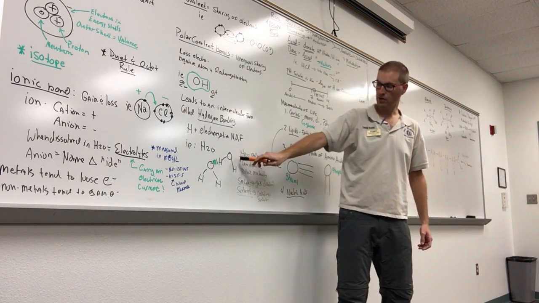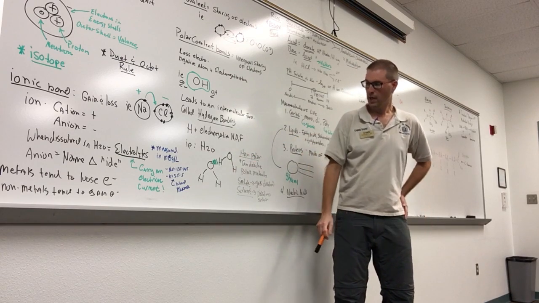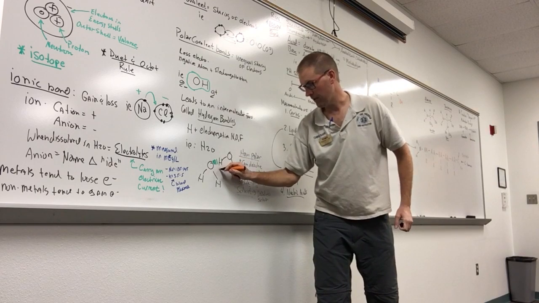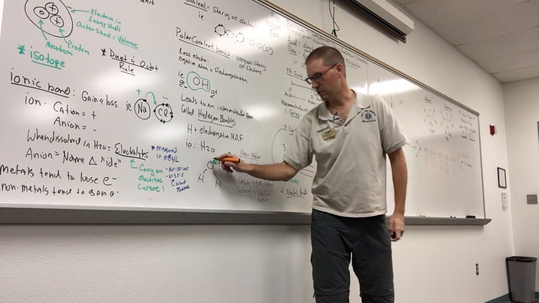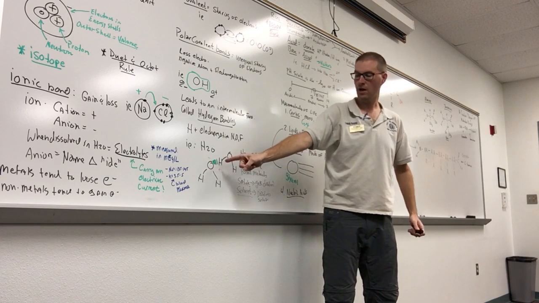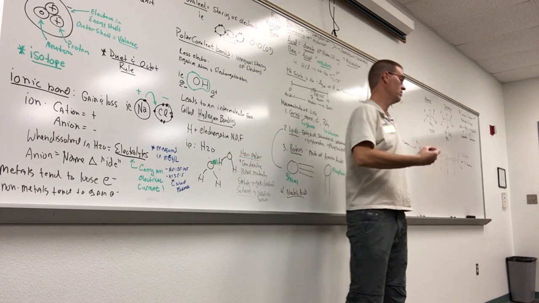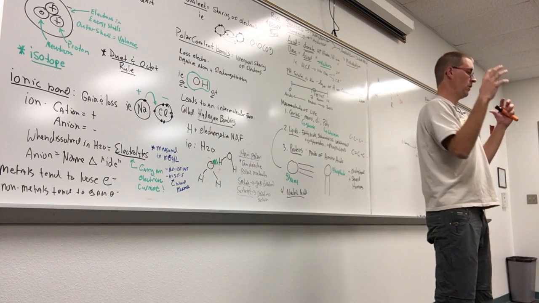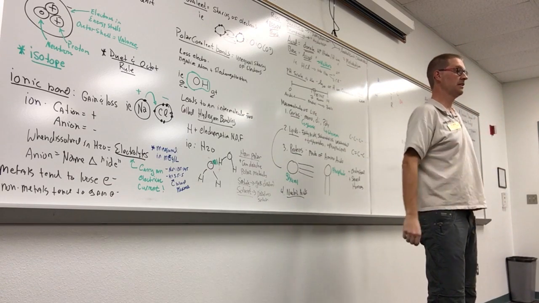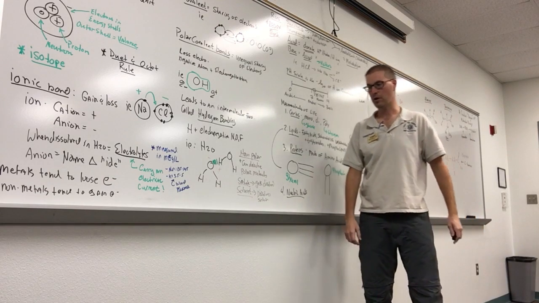And here's just a picture of two water molecules. And we said that the hydrogen is going to be partially positive, right? And then the oxygen is going to be partially negative. And that attraction between the oxygen and hydrogen is what we call a hydrogen bond. Okay? That's what holds those water molecules together. That's what allows water to be a liquid at room temperature under normal conditions.